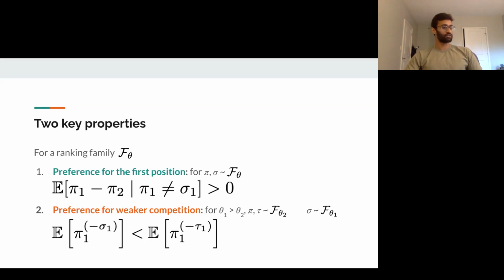The second property is a little bit more intuitive, and it's just a preference for weaker competition. I'll explain this notation a little bit. So pi sub 1 is the best person according to the permutation pi. And when I say parentheses minus sigma sub 1, what I'm saying is with the top candidate according to sigma already removed. So let's say someone has already hired the top person according to sigma, so you have to remove them from your permutation. Given that, who is the best remaining candidate? That's what that notation is saying.